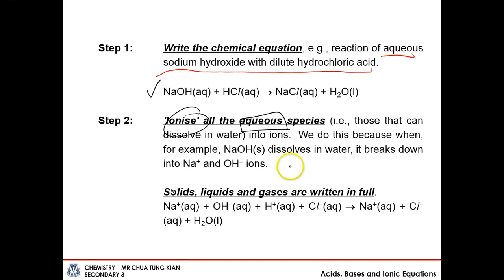So if I have, let's say, NaOH, I can get my Na plus and OH minus. So we need to know what compounds are soluble in water. Okay, so we ionize everything out. Solids, liquids, and gases, we simply write the same compound down. So this is a liquid, we write the same thing down.